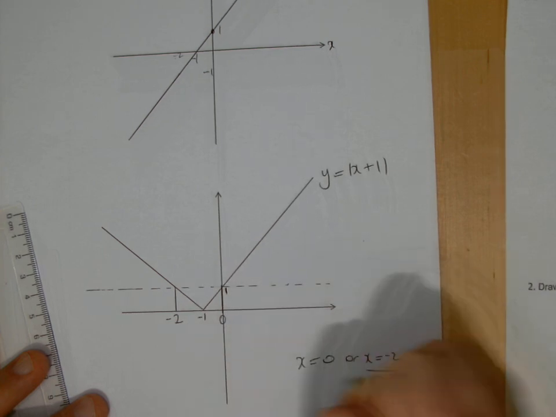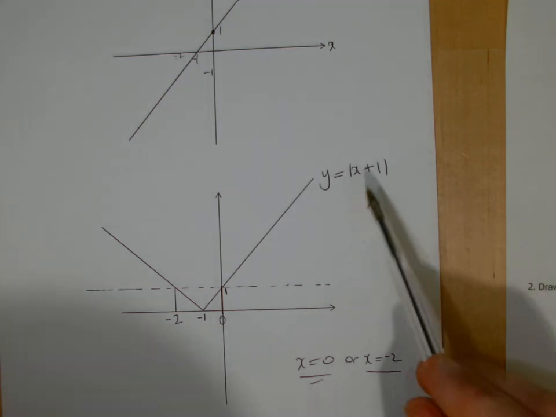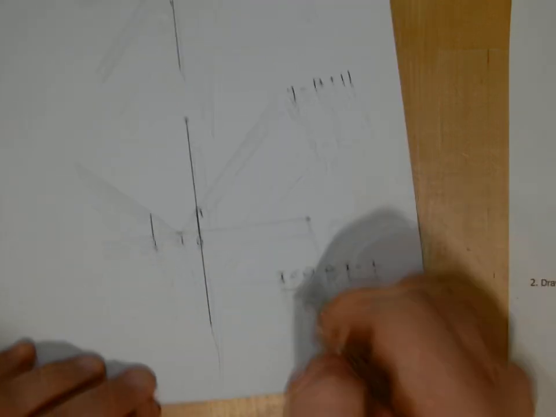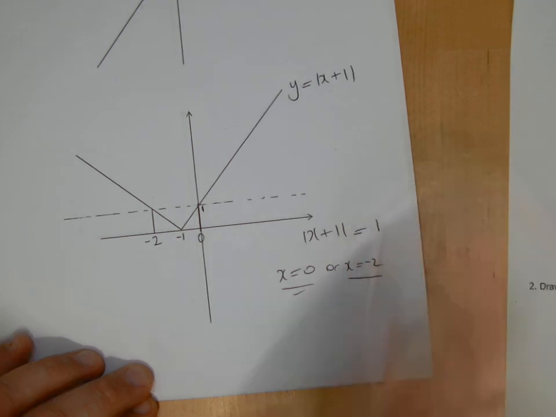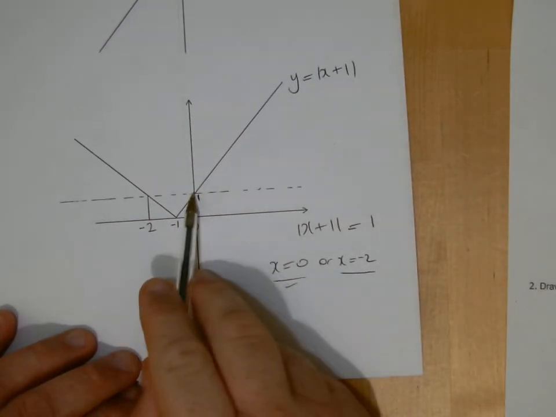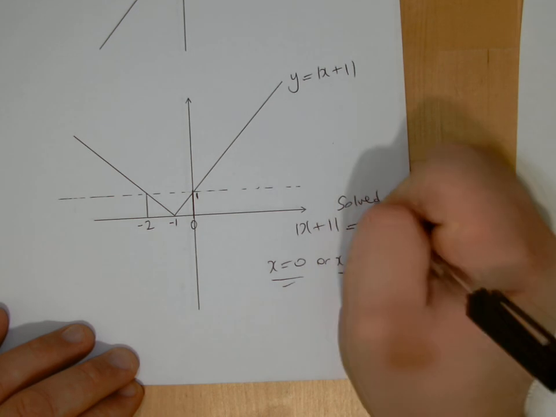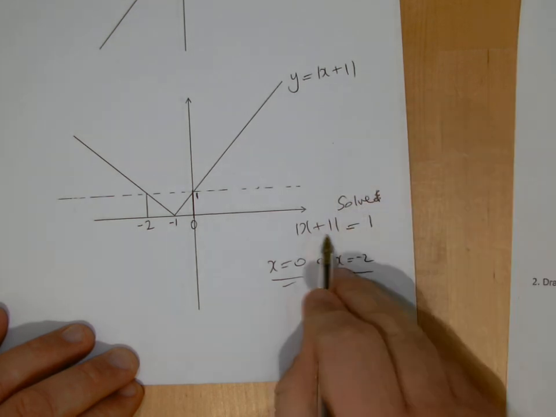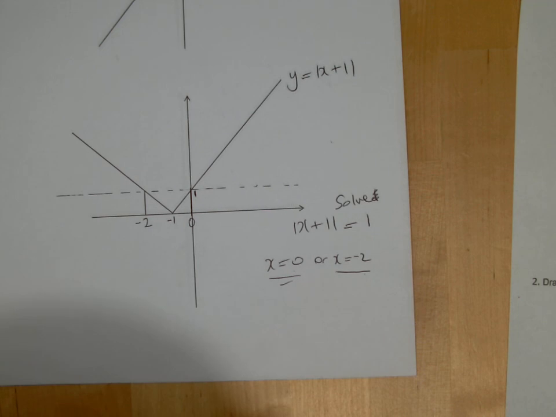Now, in the next few videos, we're going to see a much quicker way of working out the solutions to this. So in this case, we've worked out the solutions for the modulus of x plus 1 when it's equal to 1. That's what we've actually solved. We've solved when the modulus of x plus 1 is equal to 1, and we've got two solutions. We're going to find in the next few videos a much quicker way of doing it without having to draw graphs.